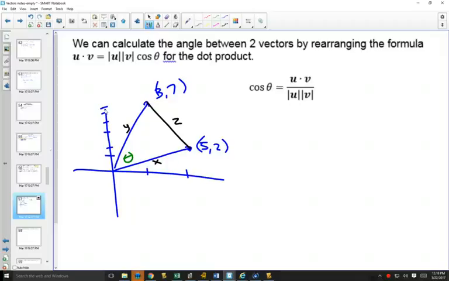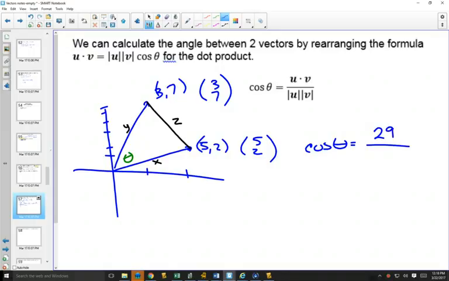What does it say with vectors? Well, I know that this vector is (5, 2). I know that this vector is (3, 7). Cos of theta is going to be the dot product, which is going to be 15 plus 14, 29, over the length of this one, which is the square root of 58, and the length of this one, square root of 29. Do cos inverse of that in your calculator, boom, you've got your angle. So it is much, much faster.